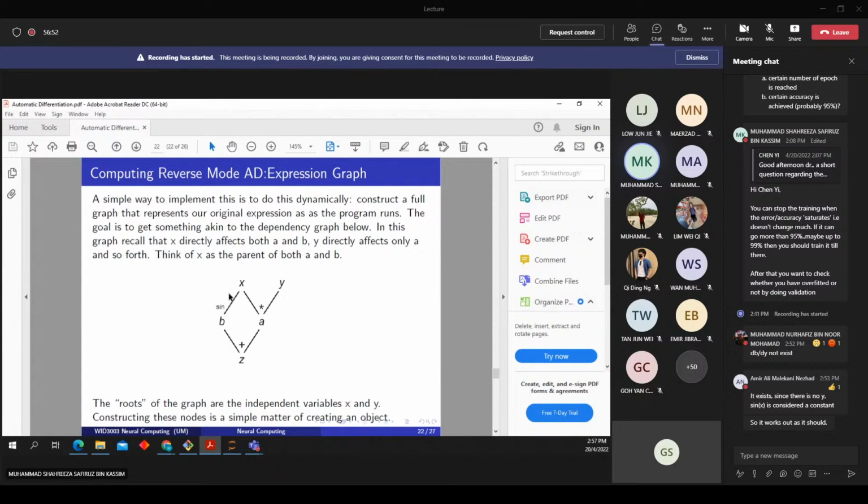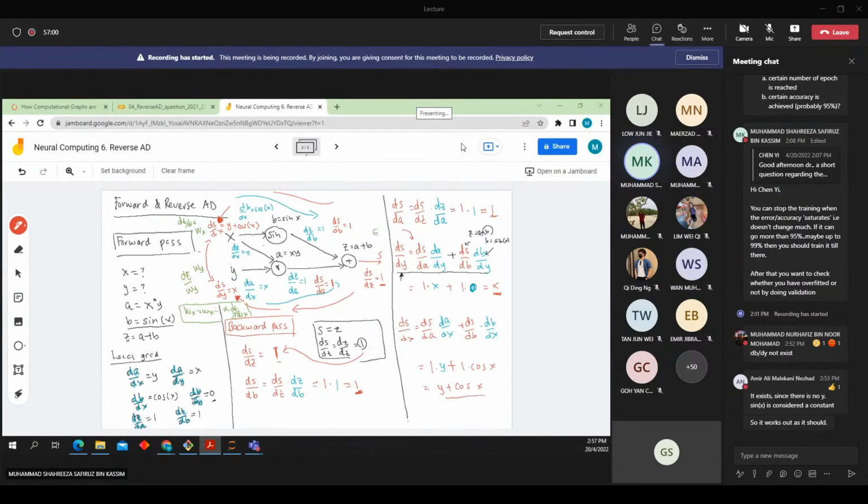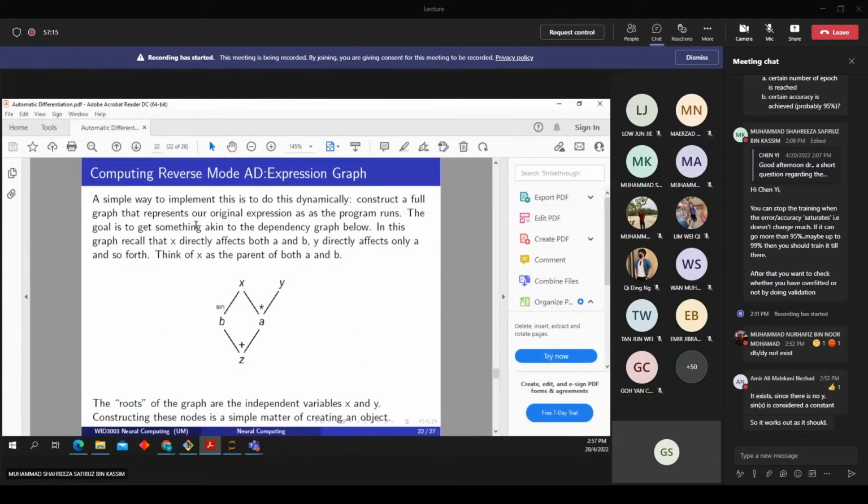All right. So we need to talk about the expression graph. How do we actually implement this? We've done this doodling on Jamboard on the computation graph and how forward and reverse automatic differentiation works. But how do we translate this into coding and programming? So we are using the expression graph. The goal is to get something similar to the dependency graph below.